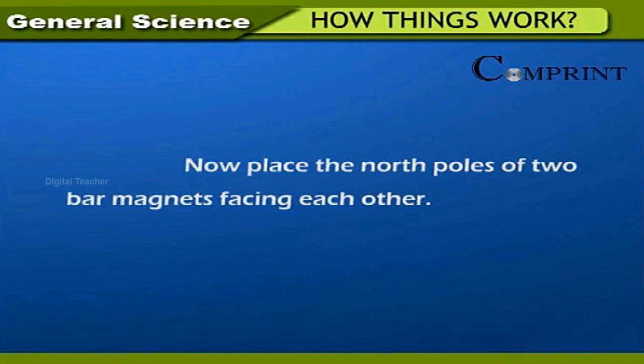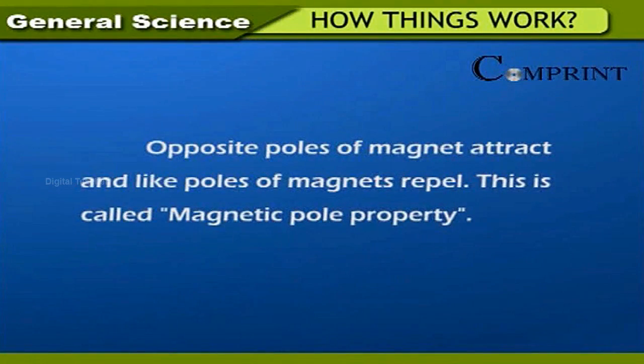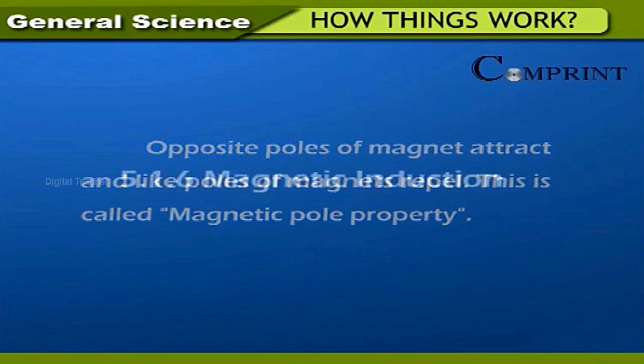Now, place the north poles of two bar magnets facing each other. Slowly push one magnet towards the other. Both the magnets repel each other and move away from each other of like poles. By this, we can observe opposite poles of magnet attract and like poles of magnets repel. This is called magnetic pole property.